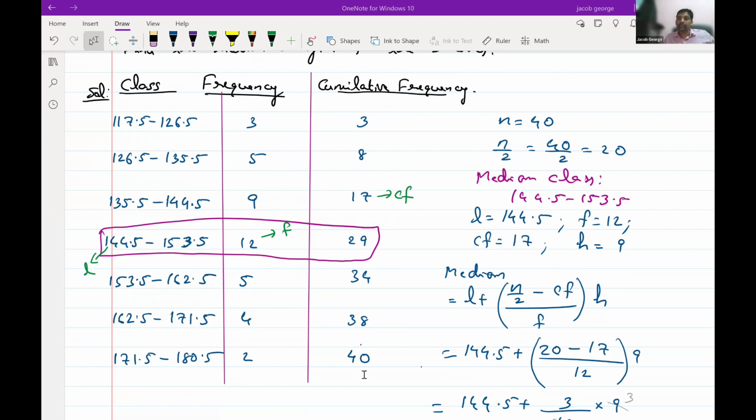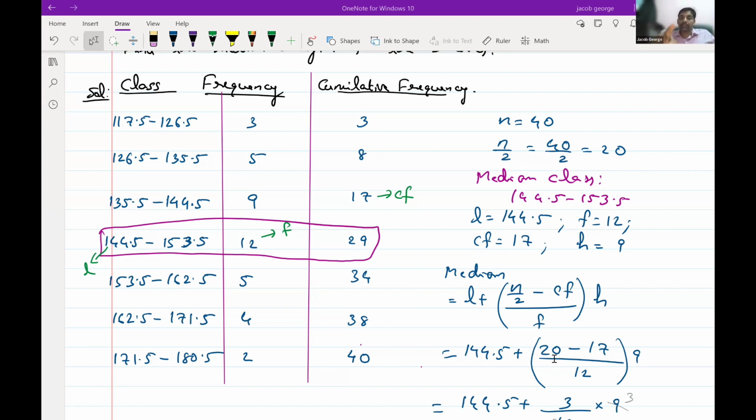So here, what is N? N is 40. That's it. Last cumulative frequency will be N. It is same as sigma Fi also. Yes, N is 40. Then N by 2 we calculate. 40 by 2 is 20.